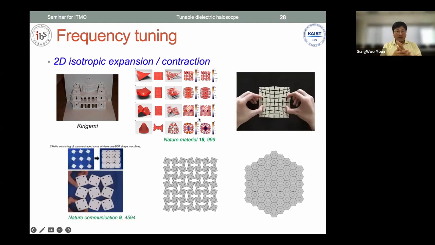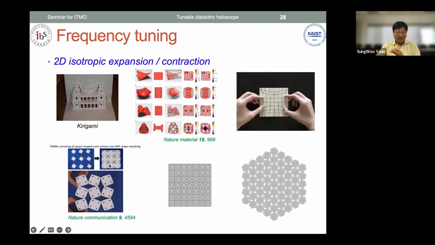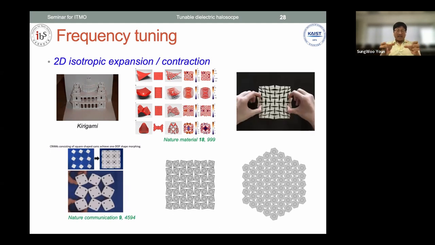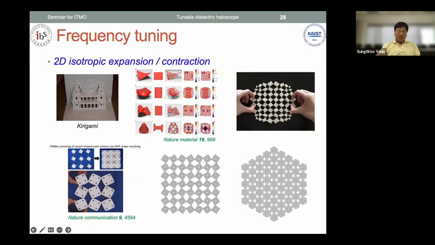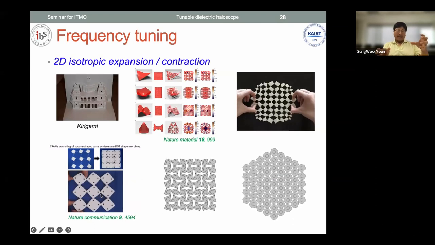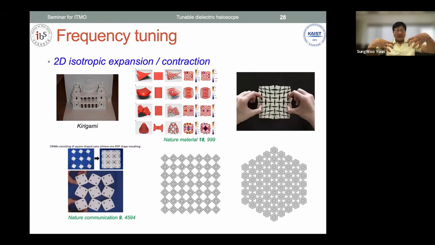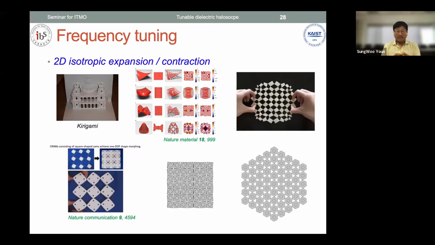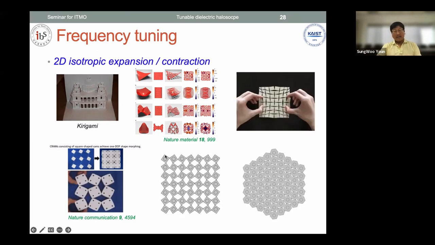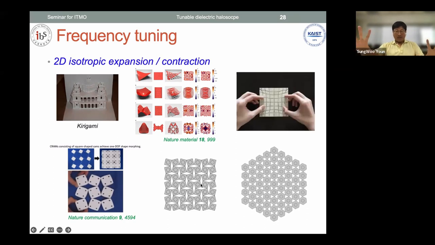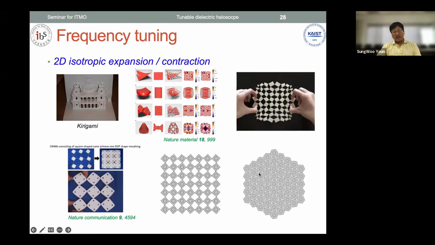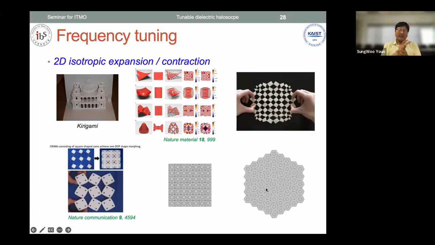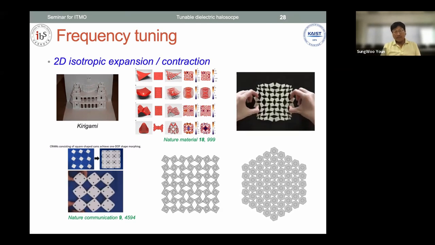Okay, and then later on you also find another paper, which is described here. And this is basically a rotating square, okay? There is a particular connection point, and they're rotating in a particular way, basically expanding or contracting together. So based on this, we have some ideas, and it can expand or contract like this, using squares or hexagons or something like that, right? So this is how we started developing our tuning system.